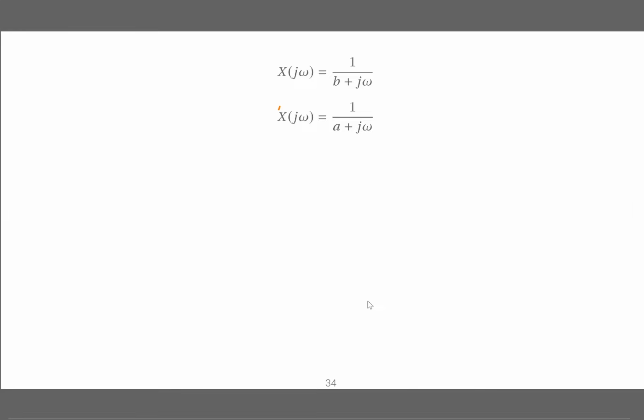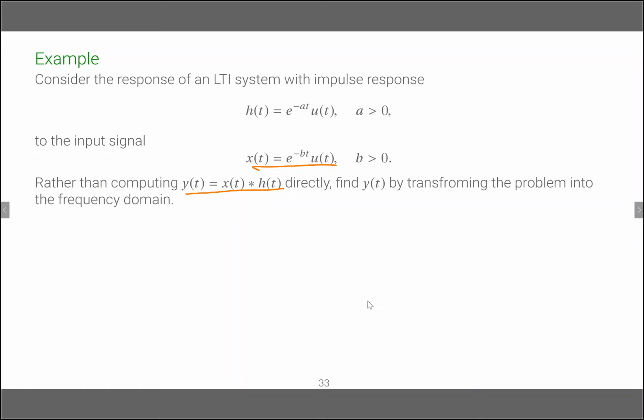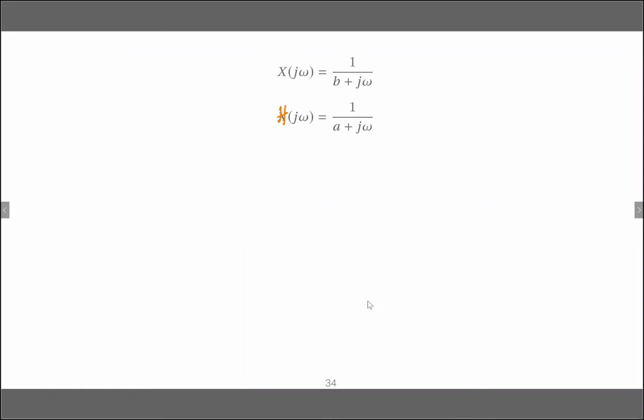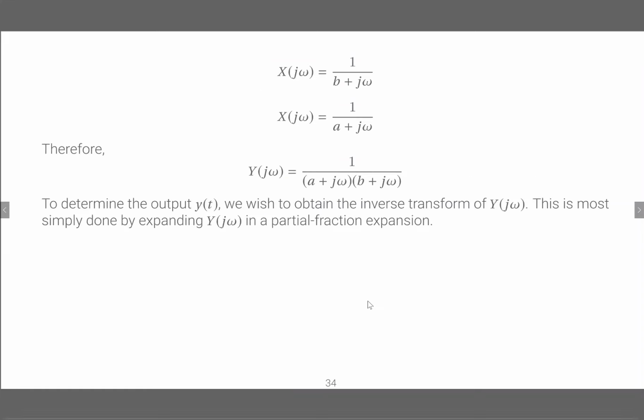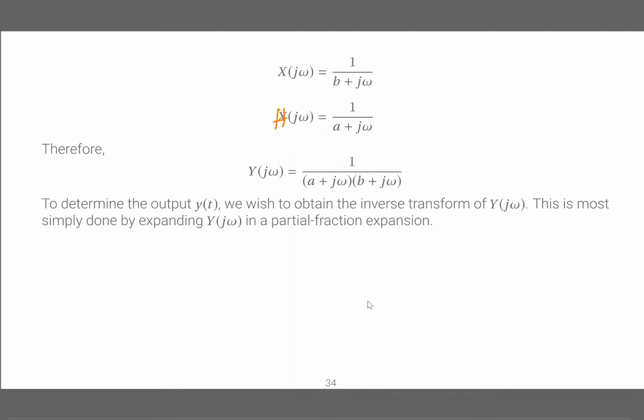For H(j omega), because our h(t) is e to the power of minus at u(t), the Fourier transform is 1 over a plus j omega. So Y(j omega) is the product between these two, and you get 1 over (a plus j omega) times (b plus j omega). To determine the output y(t), we wish to obtain the inverse Fourier transform of Y(j omega).